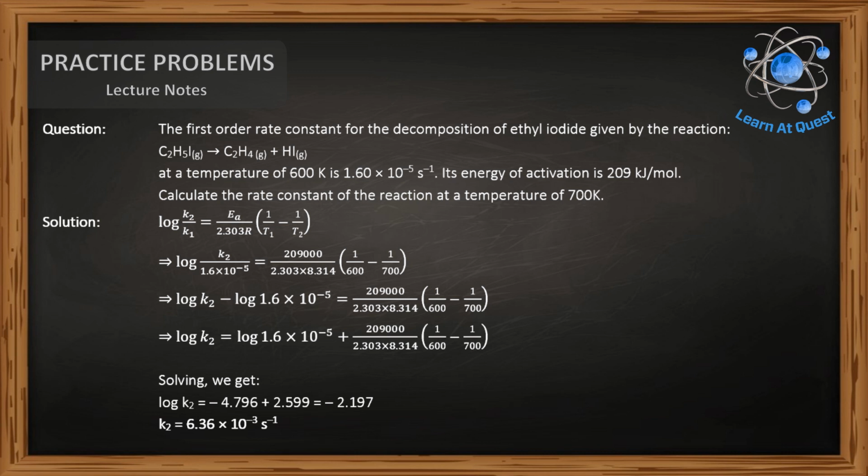Now on the right hand side of the equation, the value of log of 1.6 into 10 raised to minus 5 is minus 4.796. Also evaluating the value of the second term on the right hand side of the equation, it's equal to 2.599. Hence we can write log of K2 equals minus 4.796 plus 2.599, which is equal to minus 2.197. On taking the antilog on both sides, we get the value of K2 equal to antilog of minus 2.197, which is equal to 6.36 into 10 raised to minus 3 per second.